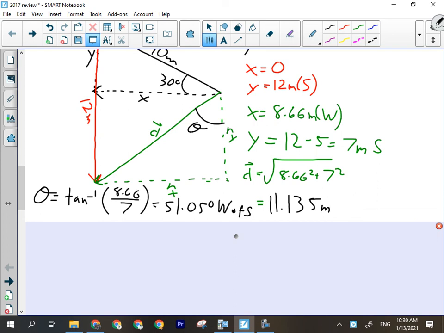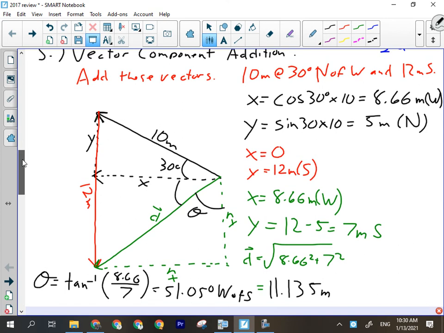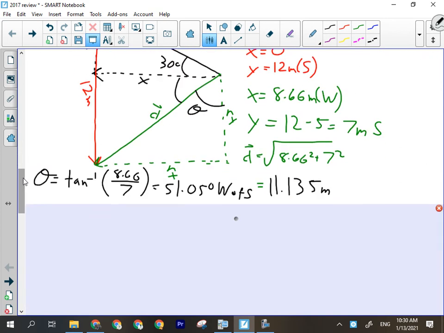Could you have written it with that angle instead? Yes, it would be the complementary angle, and it would not be west of south, it would be south of west. All right, so now that we've got those numbers, we need to put it with the right number of significant digits, which is 2. So we're looking at 11 meters at 51 degrees west of south.